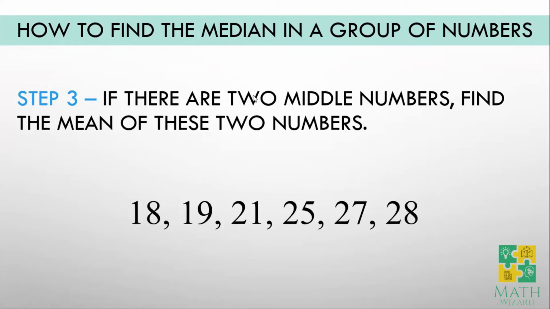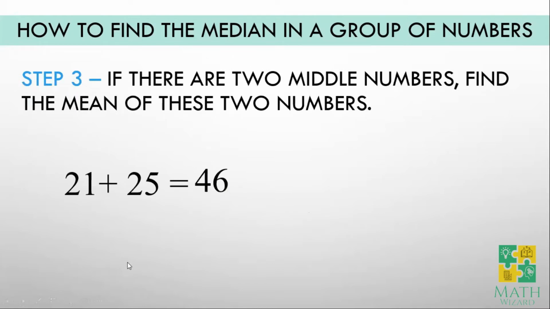ang gagawin natin. Let's say we have 18, 19, 21, 25, 27, and 28. Mapapansin natin na we have two middle numbers. Now, how are we going to find for the median? Ang gagawin lang po natin is we add the two numbers.